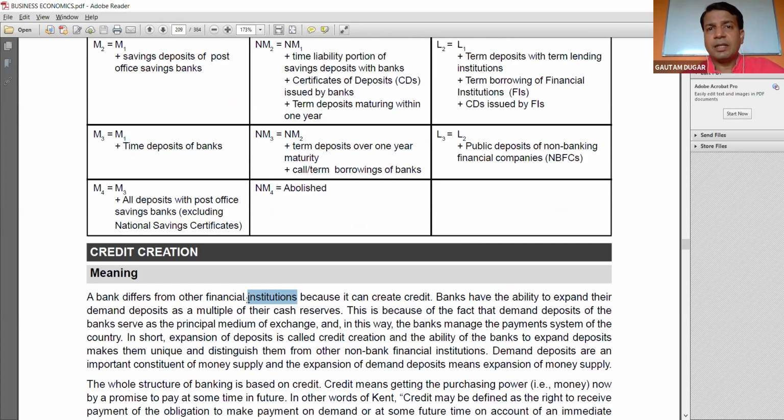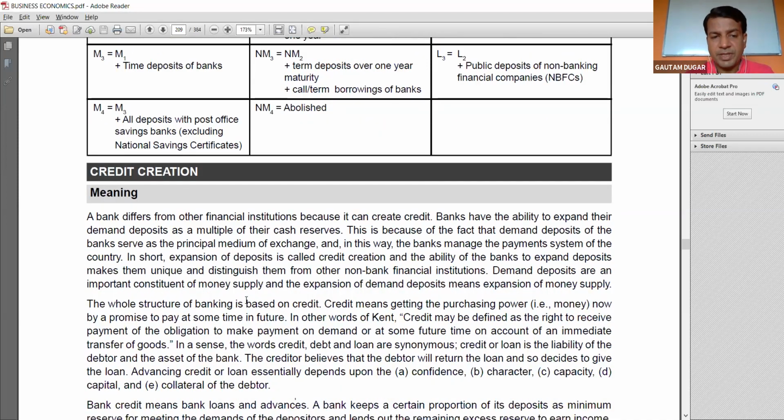Someone was asking about SLR. SLR is the statutory liquidity ratio. That is the amount of reserves which a commercial bank will have to maintain with itself in the form of liquid resources, whether it's cash or gold or approved government securities.